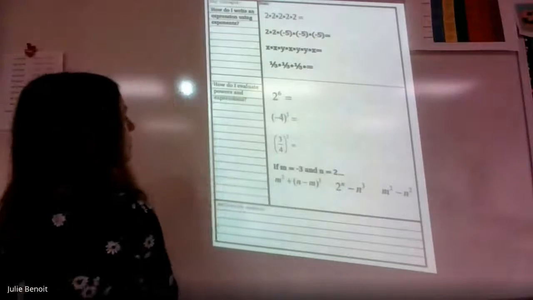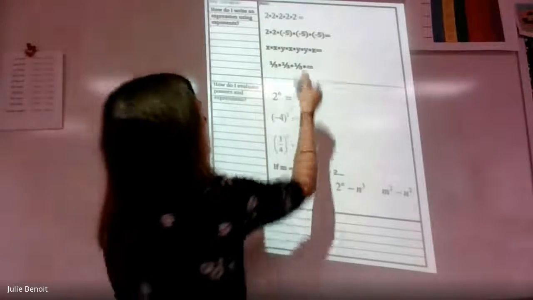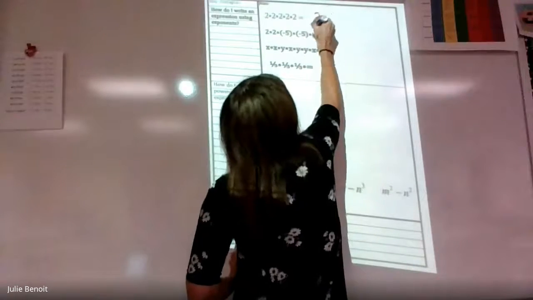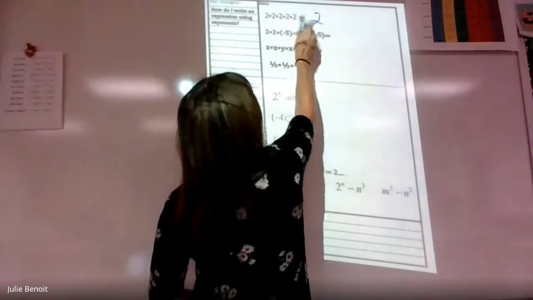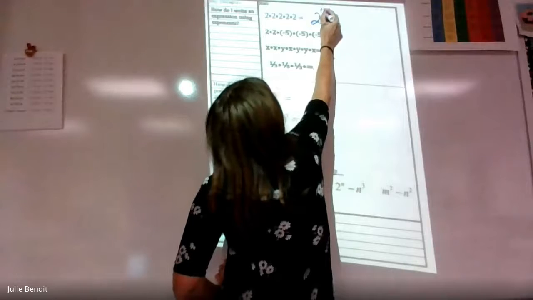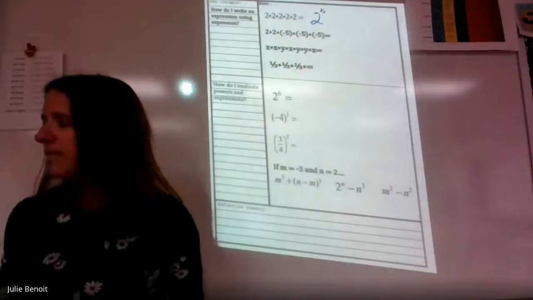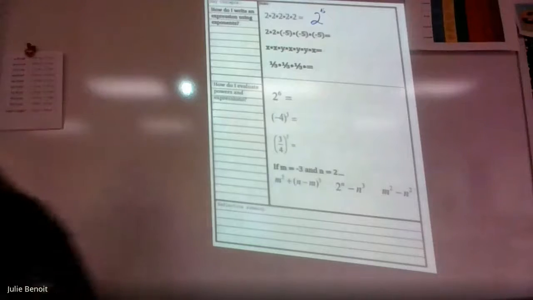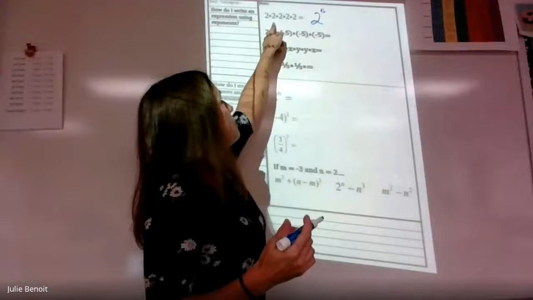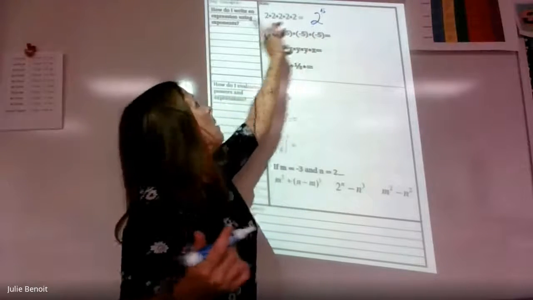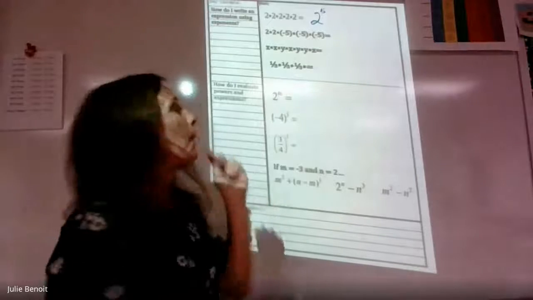Okay, so our first example shows us our base. Our base is 2, and then count up how many 2's you have. 1, 2, 3, 4, 5. That would mean our exponent would be 2 to the 5th. And then if we take that a step further, you would do the math, 2 times 2 times 2 times 2 times 2. But we just want to write it using exponents, so we're going to stop there, okay?